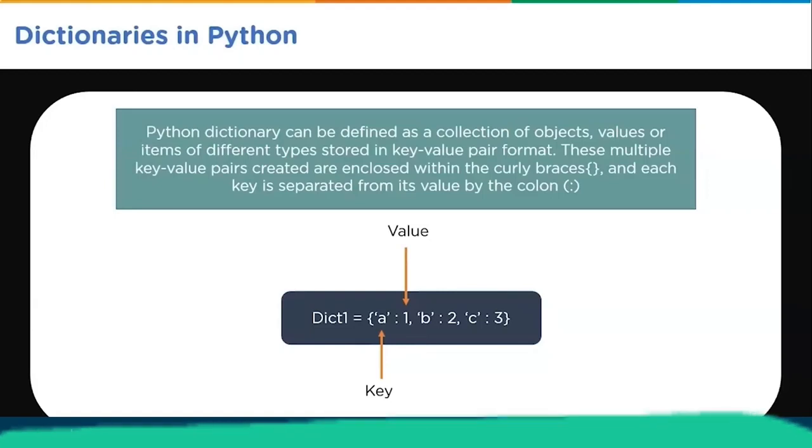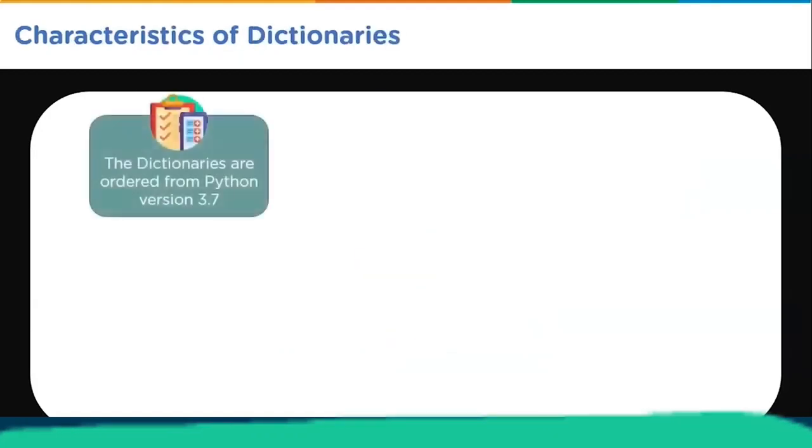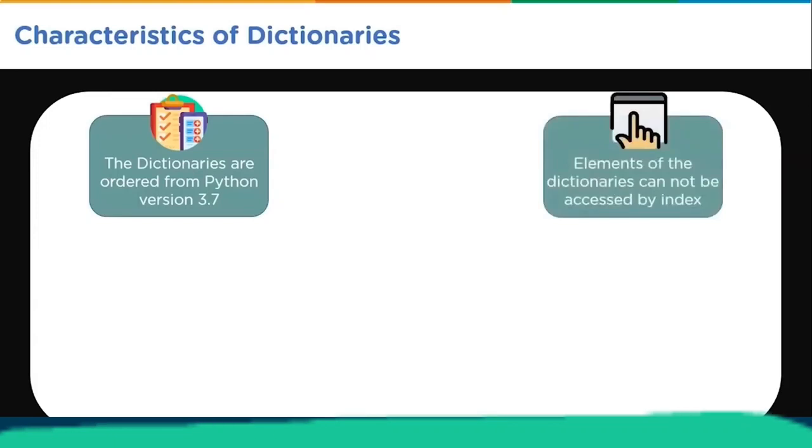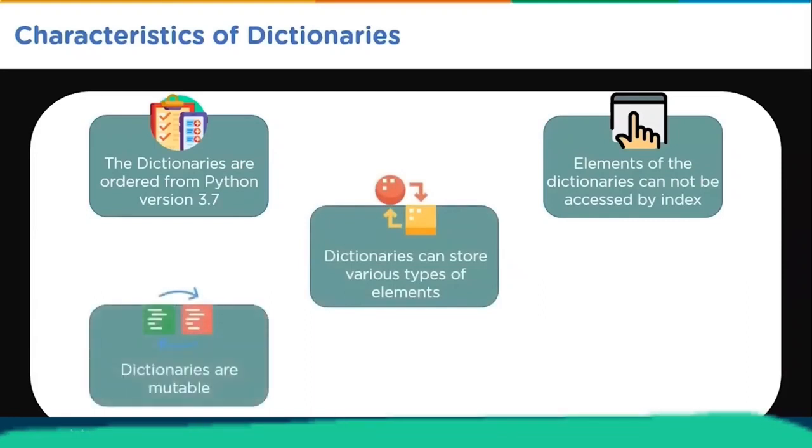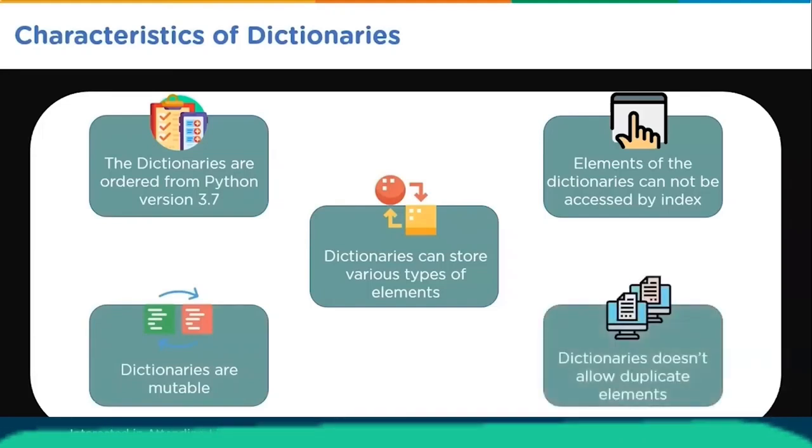Let's see some characteristics of dictionaries. The dictionaries are ordered from Python version 3.7. When we say that dictionaries are ordered, it means that the items have a defined order and that order will not change. Second, elements of the dictionaries cannot be accessed by index. Third, dictionaries can store various types of elements. Fourth, dictionaries are mutable. Dictionaries are changeable, meaning that we can change, add, or remove items after the dictionary has been created. Fifth, dictionaries don't allow duplicate elements. Dictionaries cannot have two items with the same key.